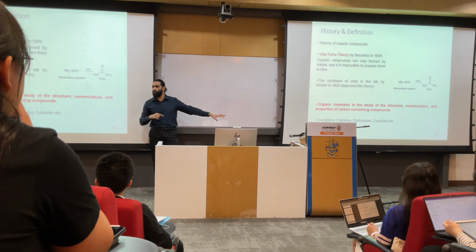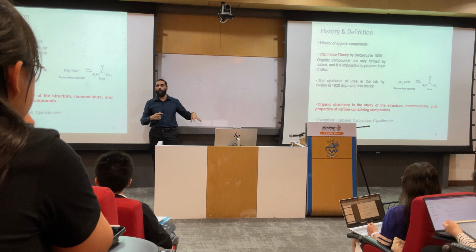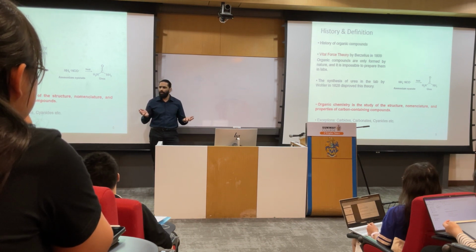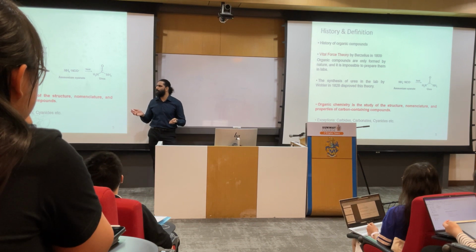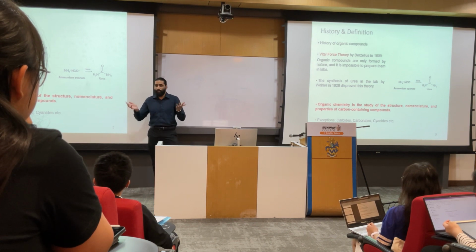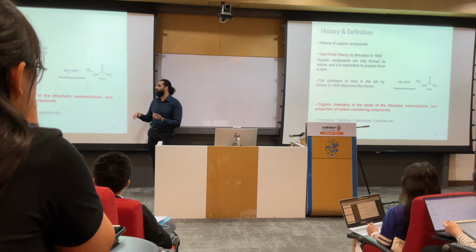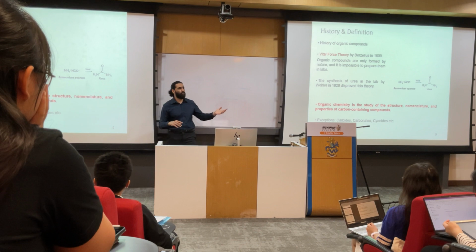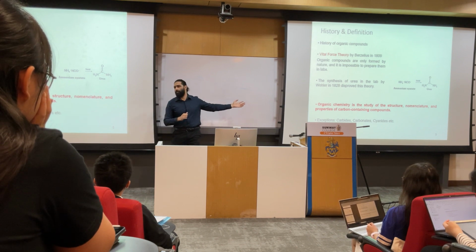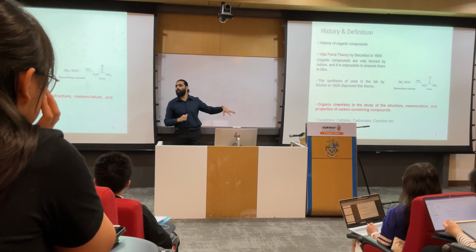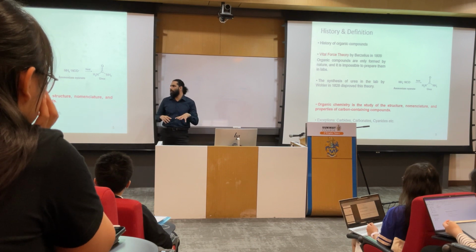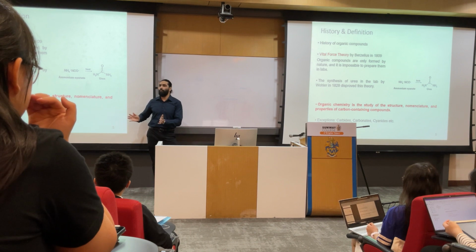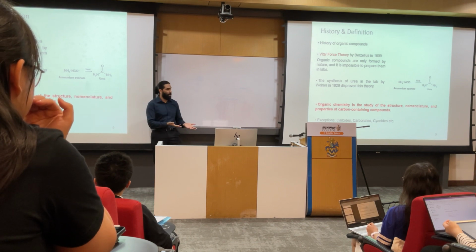In organic chemistry, we deal with compounds which are made up of carbon. There are a few exceptions here and there. I wouldn't want to bore you with them, but if you'd like to know them, those are carbonates and bicarbonates and monoxides and oxides of carbon. So those are not included in organic chemistry. Other than that, most carbon compounds are studied in a branch of chemistry called organic chemistry.